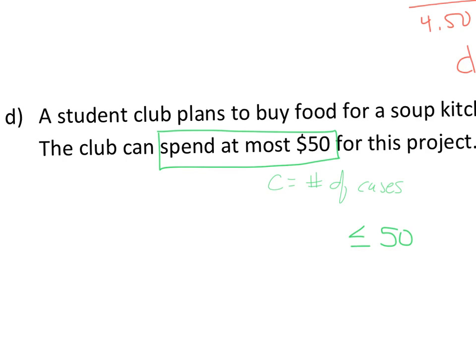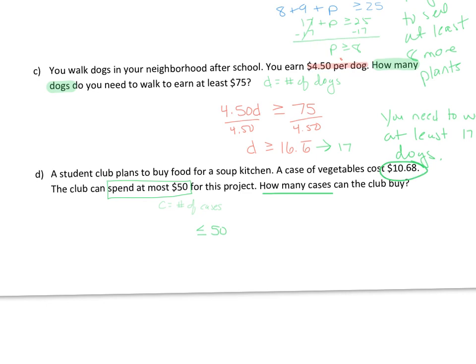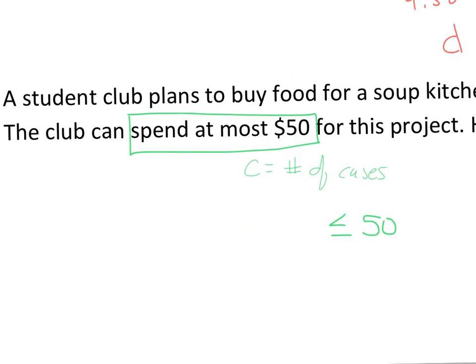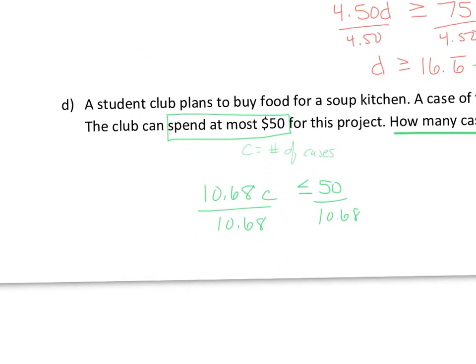All right. So again, alligator eats the bigger number or the bigger side. Now up here, it's telling me that cases of vegetables are $10.68 each. So 10.68 for a case of vegetables. All right, so now I'm going to divide by that 10.68 on both sides. So 50 divided by 10.68. All right, so I got C is less than or equal to 4.68. Okay, now in this case, this means I'm not going to round up. I've got to stop at that 4. I do not have enough money to get to that 5th case.